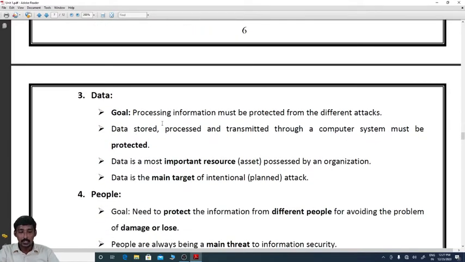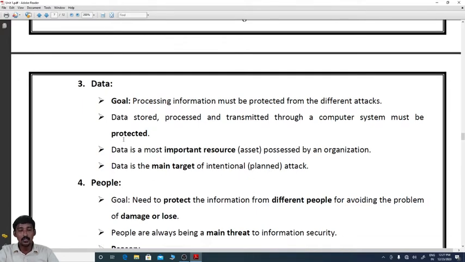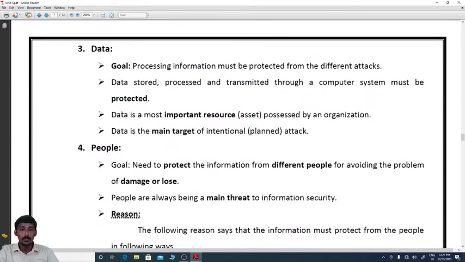Next one, data. The information being processed is called data, and there is a possibility of attack on that data. Not only during transmission, the data also needs to be protected while storing, while processing, and during transmission. In all these areas the data needs to be protected. Data is an important resource for any organization, and normally the reason behind every attacker or threat is data. So data plays a vital role, and every organization must protect all this information.